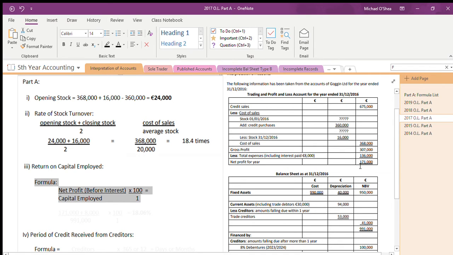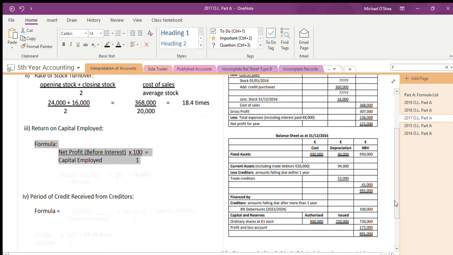My net profit is 171,000. To get to that point, I had to take away interest, and the interest was 8,000. So to get my net profit, I've already taken out the interest. But if I want my net profit before I took out the interest, I just add it back. So 171,000 plus 8,000 is my net profit before interest. What's my capital employed? It's the last figure here given in a balance sheet. It's the balancing figure.